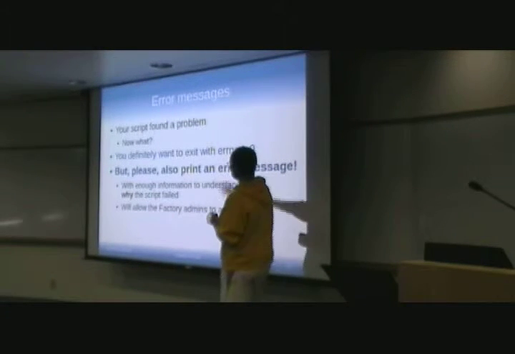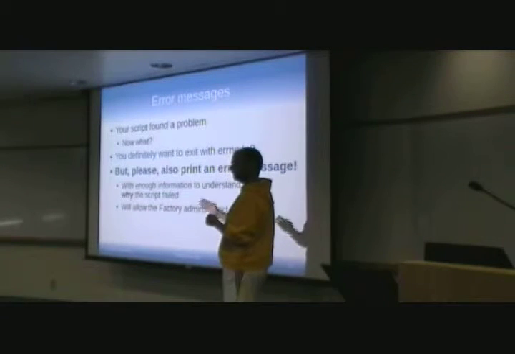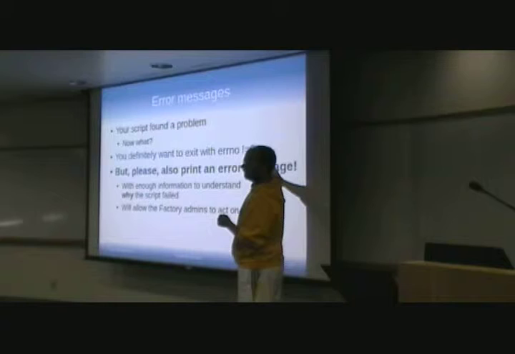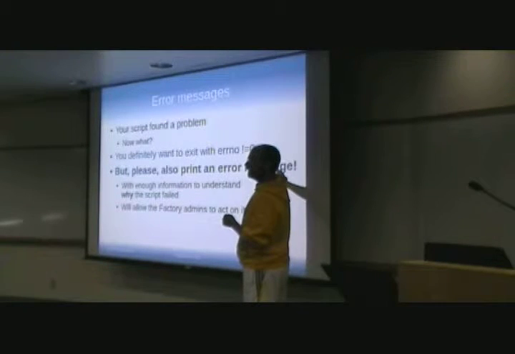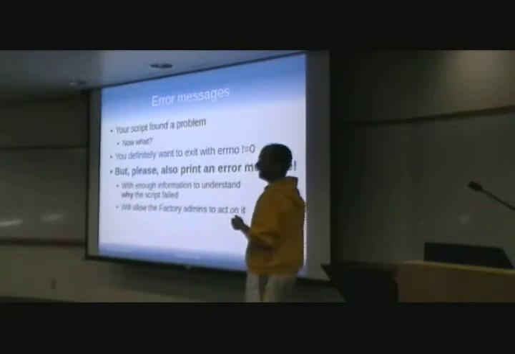You definitely want to exit with an error number different than 0, so that the processing of validation scripts actually stops there and the client ends. But please also print out an error message, because if you don't, all you get in the logs is validation script blah blah blah failed. Done. Now what? So whenever you actually fail, print something out so that people can act on it. It's very annoying when scripts fail and don't tell you why.